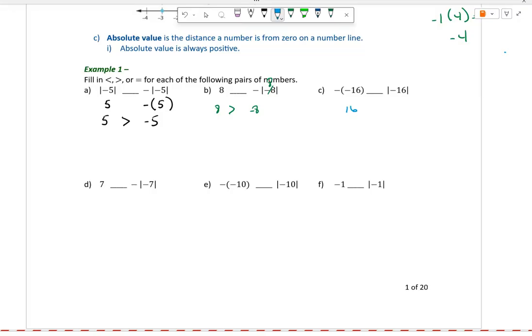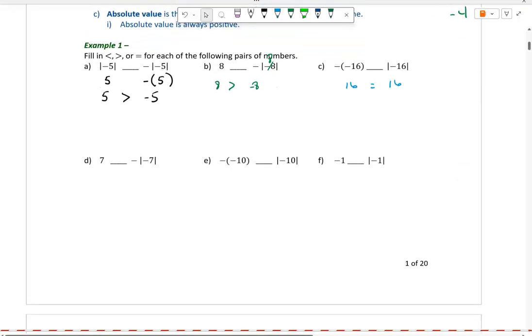Exactly. Actually, multiply it. Yep. And then, oops, quit. And then absolute value of negative 16 is also 16. So yeah, that guy's going to be equal to... Okay?